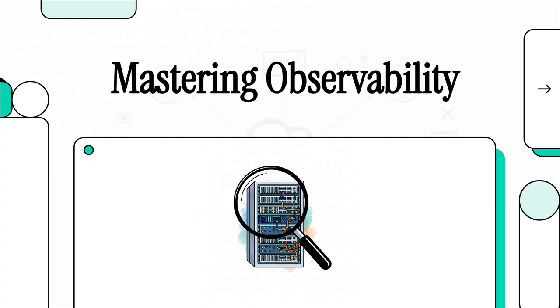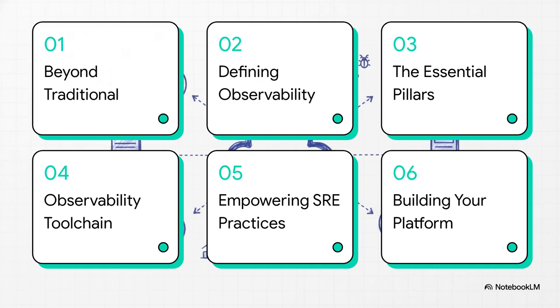We're going to unpack the architecture, the tooling, and the site reliability engineering practices you need to actually keep modern distributed systems running smoothly. Here's our roadmap for building resilient enterprise platforms. We'll start with 1, beyond traditional monitoring, then move into 2, defining system observability. Cover 3, the 3 essential pillars, look at 4, the observability toolchain, apply it to 5, empowering SRE practices, and finally wrap up with 6, building your enterprise platform. All right, let's jump right in.